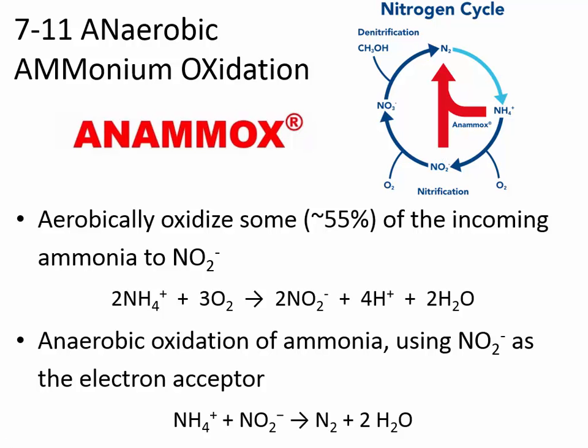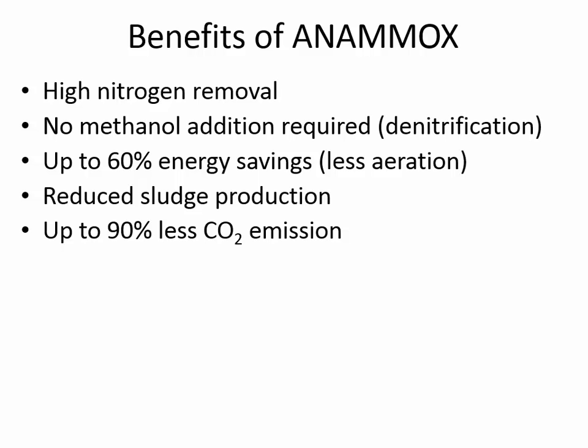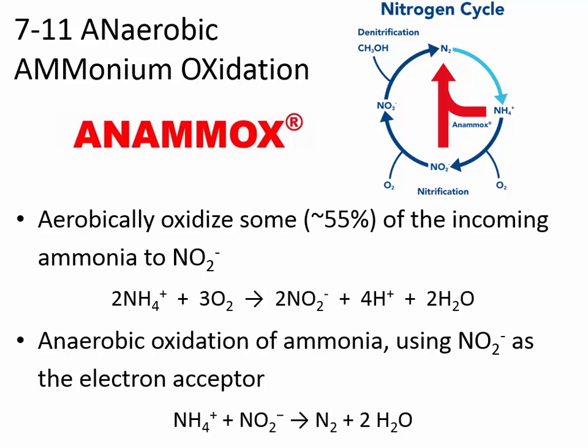These ANAMMOX bacteria are using NO2 as the electron acceptor. The way to think about it is that these bugs, represented in the diagram in red, are eating ammonia and breathing nitrite. Instead of breathing oxygen, they're breathing nitrite. Now, they're not actually breathing it, but they're using it as the electron acceptor. I actually have a video that shows the diagram of it. Before we watch that video, let's step through the benefits of this short circuiting.